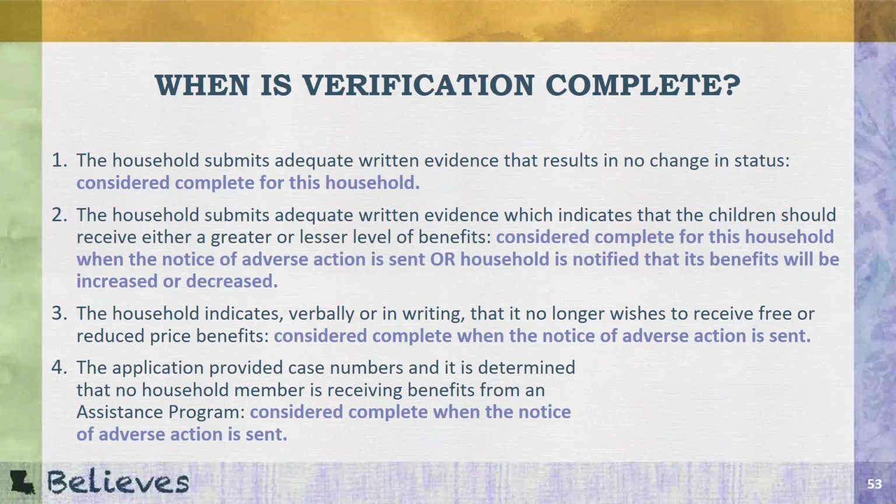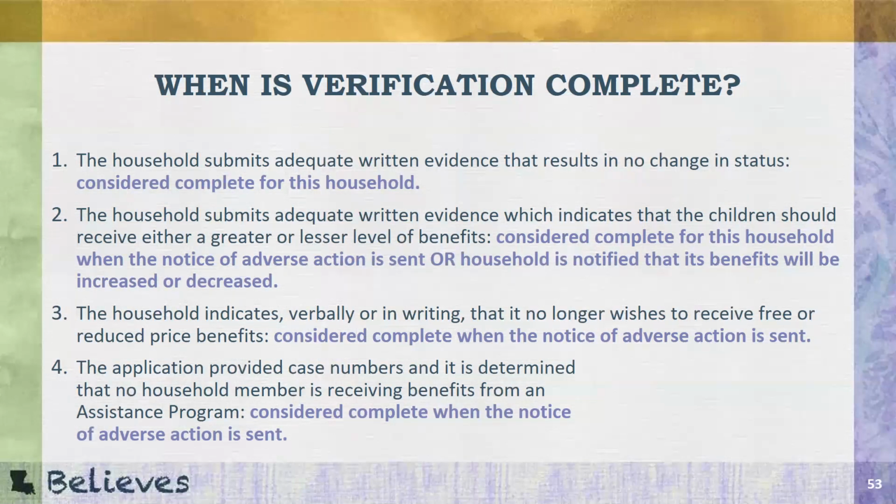When is verification considered complete? Verification is considered complete when the household submits adequate written evidence that results in no change in status. At this point, verification is considered complete for this household. The household submits adequate written evidence, which indicates that the children should receive either a greater or lesser level of benefits. Verification is considered complete for this household when the notice of adverse action is sent or household is notified that its benefits will be increased or decreased.